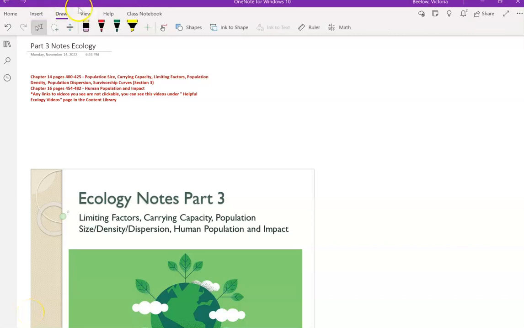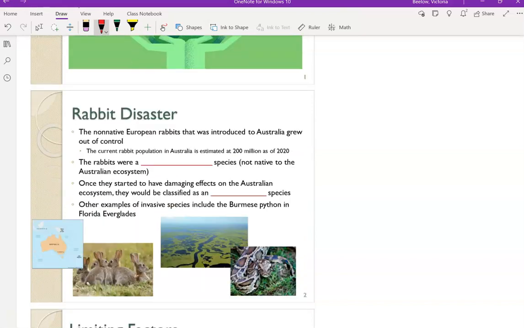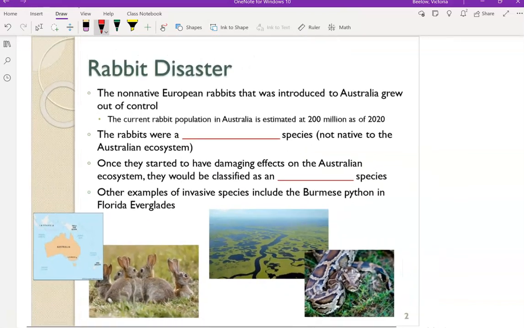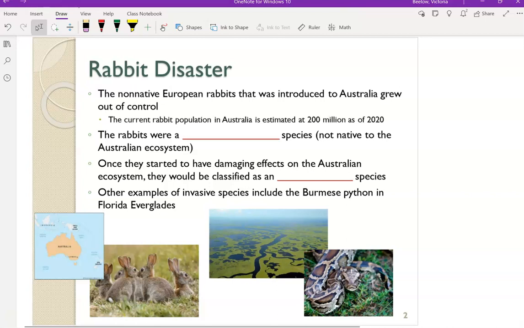In this video, I'm going to be going over the Part 3 Ecology Notes, slides 1 through 6, which is about limiting factors, density dependent and density independent limiting factors. But before I get to that, I do want to mention some vocabulary: native and non-native species and invasive species.